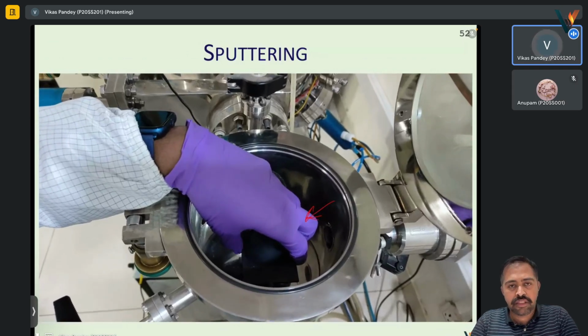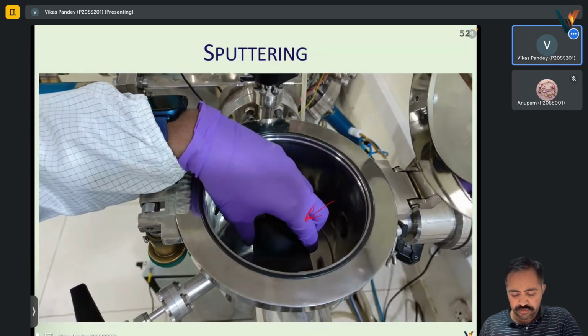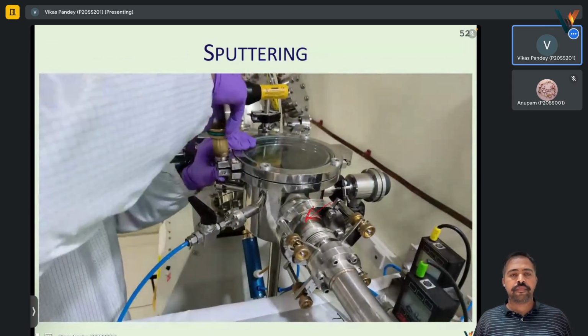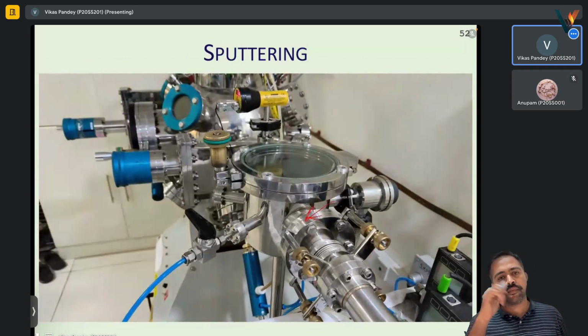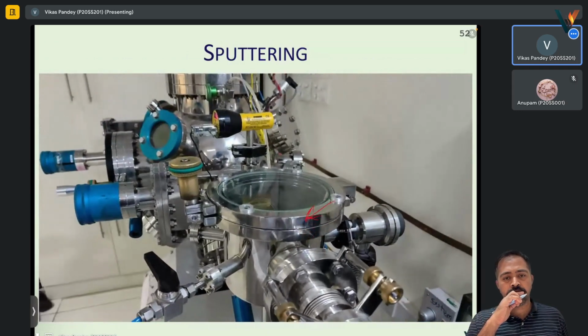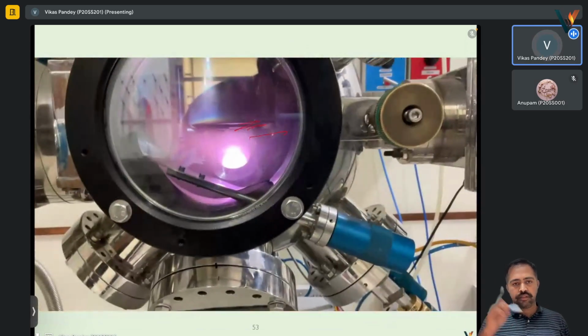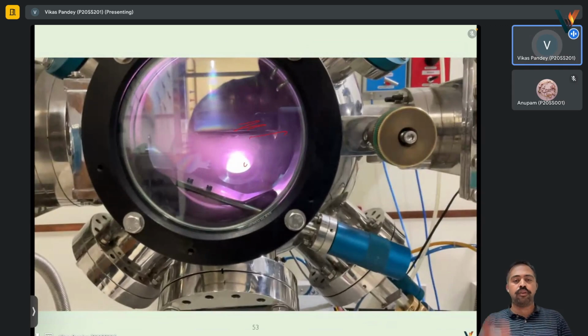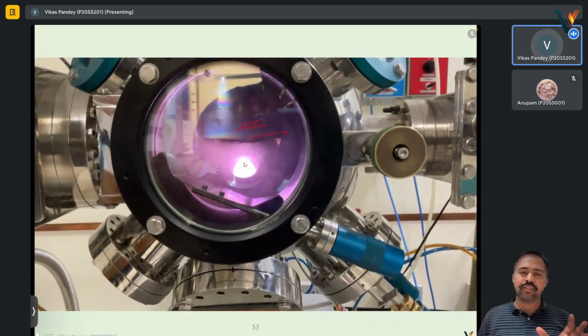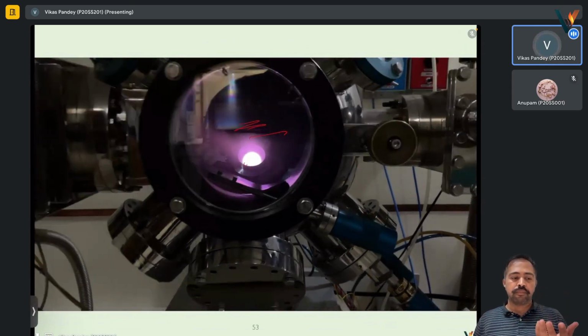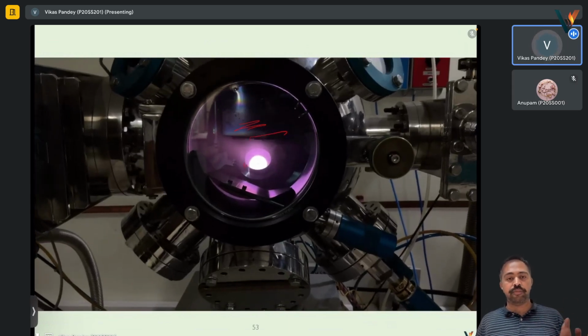They are inserted into the main chamber, and then the deposition takes place inside. So this is that same wafer loaded here. It is rotating and the plasma is formed and that material is knocked out and deposited over it. So the concept is very similar. It is just that the means have changed. In thermal evaporation, the means was heating it so much that it evaporates. Here we are using plasma to knock out the material and deposit it over our desired substrate.